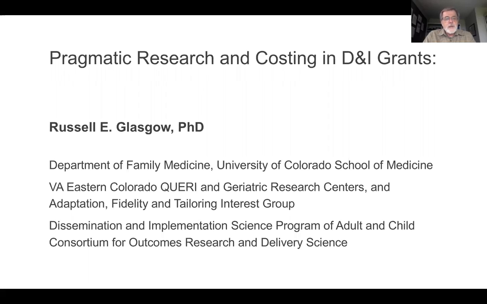We have a combination of two issues today. One, pragmatic research, and second, costing or economic issues in writing a D&I grant. These are separate but related issues, and ones that we feel are really important, both to do well in terms of grant review, but maybe even more importantly, to really increase your chances of having a successful project and to have an equitable, impactful, and sustainable project after you are funded.